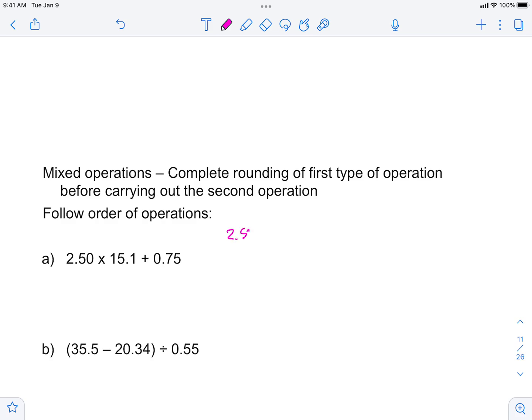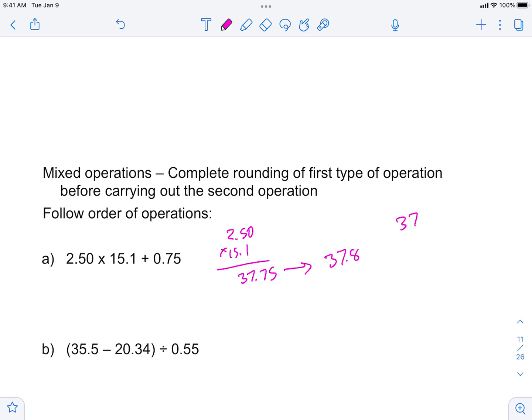Okay, so 2.5 times 15.1. I'll just use my calculator for this, be lazy. 37.75. That is the product. So to that number, I will add 0.75. But I am now changing from a multiplication operation to a different operation, which is addition. So because of that, I must round according to the rules of multiplication before I use it in the second operation. So this must become 37.8. Do you guys see that? 3 sig figs in both of those numbers, so the product can only have 3 sig figs.